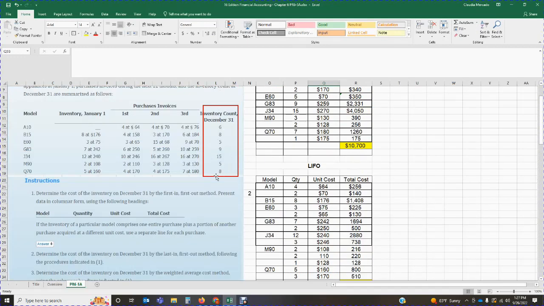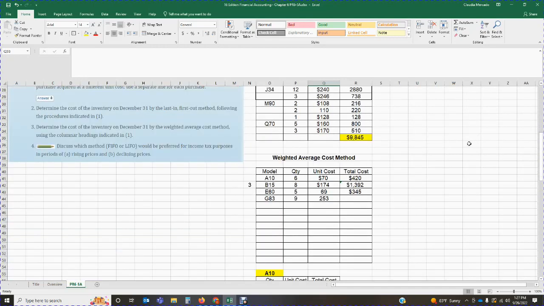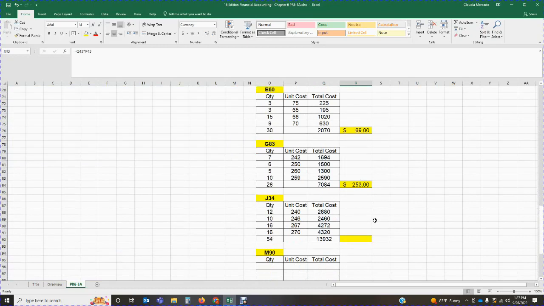Okay, so for example, for J34, we have 15 units remaining. We have 15 units using the LIFO method. If we use LIFO, we sell the newest and we keep the oldest. So we needed to figure out what comprises those ending inventory units. Okay, so this is not the one. We have to go look for J34.